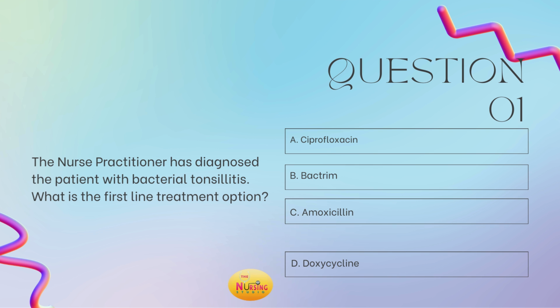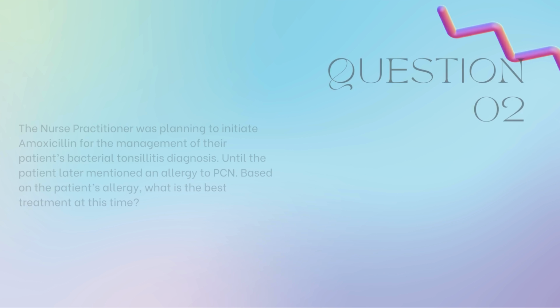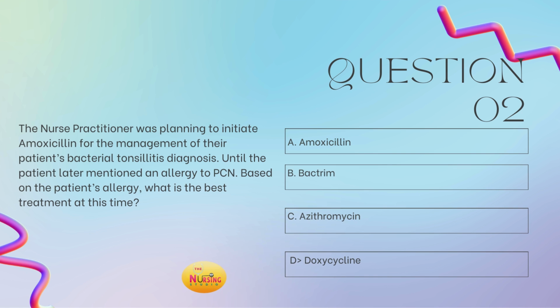Okay. All right. Question number two. The nurse practitioner was planning to initiate amoxicillin for the management of their patient's bacterial tonsillitis diagnosis until the patient later mentioned an allergy to penicillin. Based on the patient's allergy, what is the best treatment at this time? Is it A, amoxicillin, B, Bactrim, C, azithromycin, or D, doxycycline? Take a moment and tell me what you got.